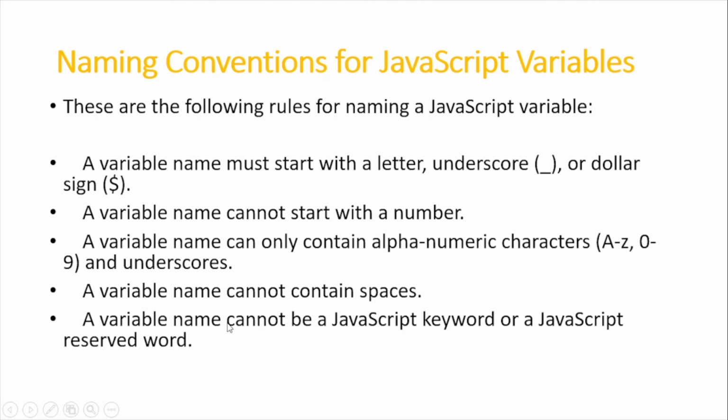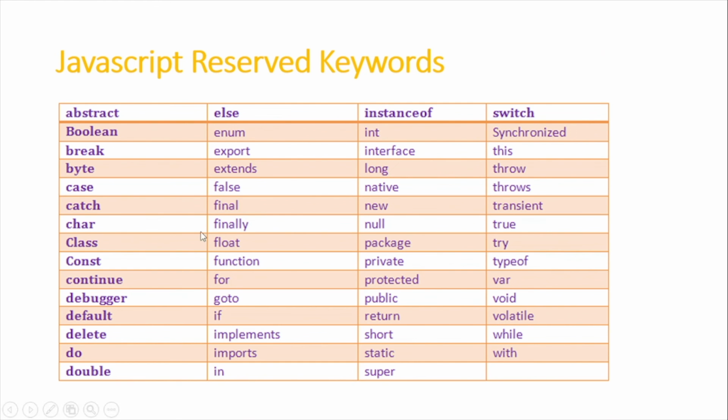This is one point: a variable name cannot be a JavaScript keyword or a JavaScript reserved word. A JavaScript keyword or reserved word is a keyword which is used for doing some special operations. Just like var, you cannot use var again for naming your variables. So that's why some JavaScript keywords are there which I listed out. These are some JavaScript reserved words. You cannot reuse them inside a variable name. As a variable name, you cannot use these keywords.